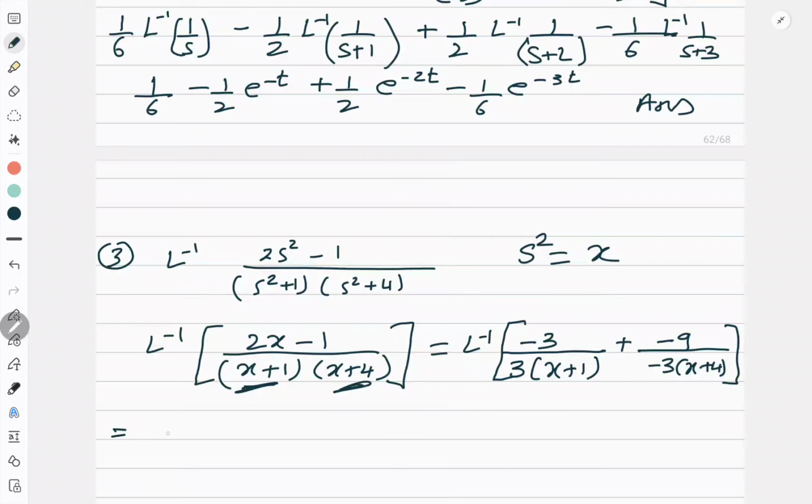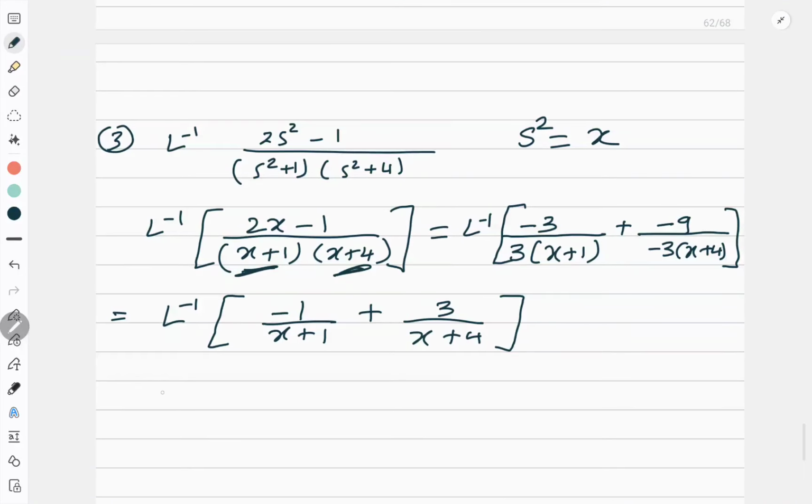Correct? So the next term will become Laplace inverse of minus 1 by x plus 1 plus 3 upon x plus 4. And what is x? x is s square. So I'll put Laplace inverse of minus 1 upon s square plus 1 plus 3 upon s square plus 4.